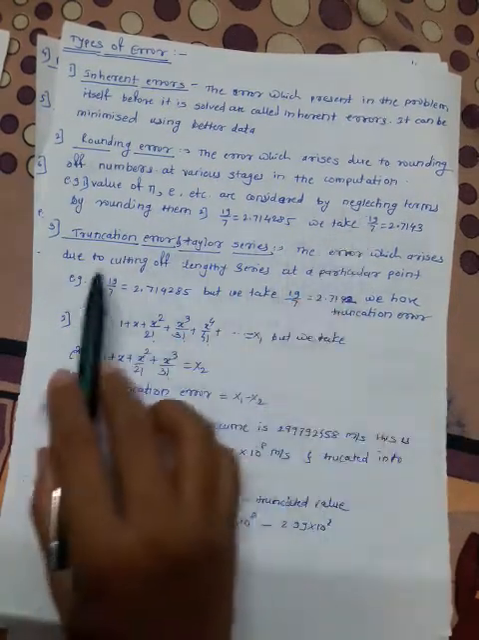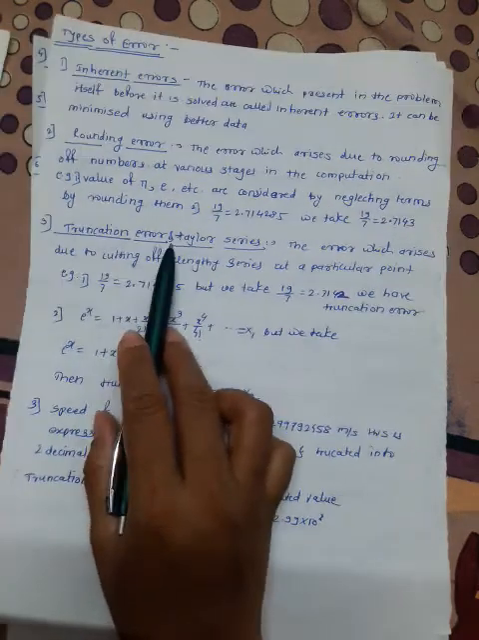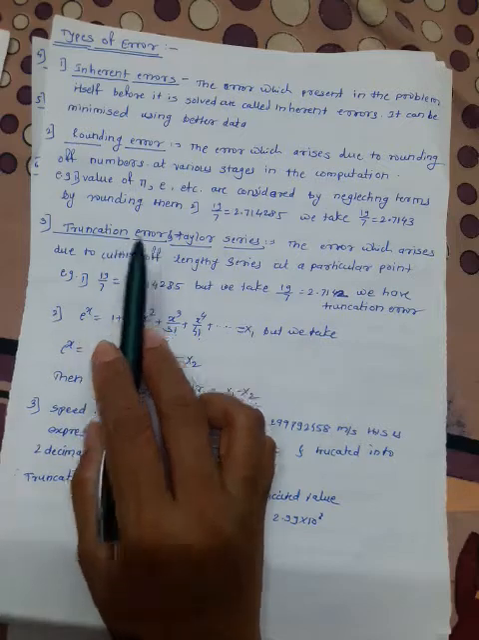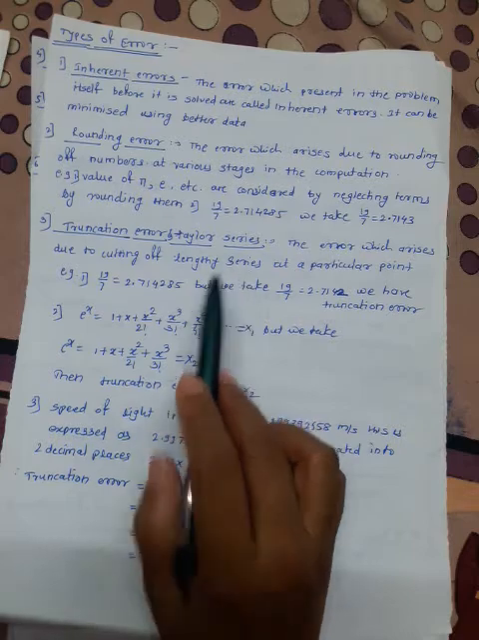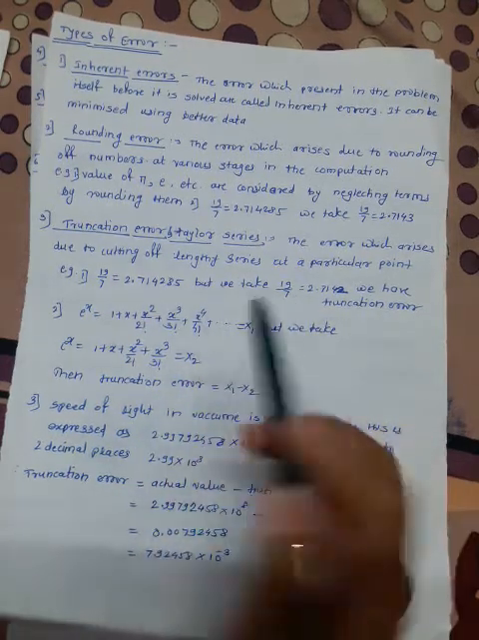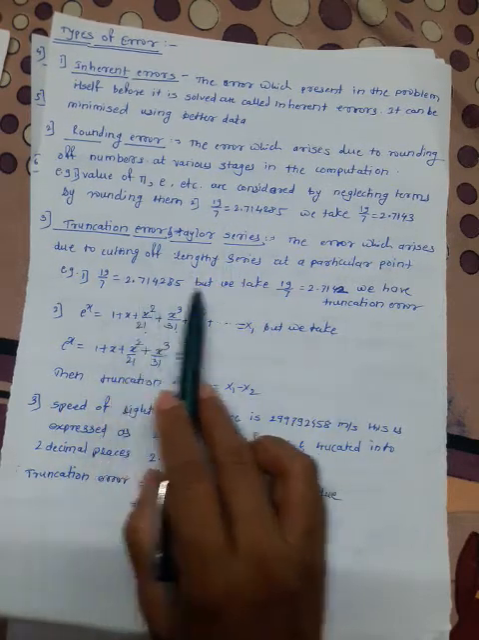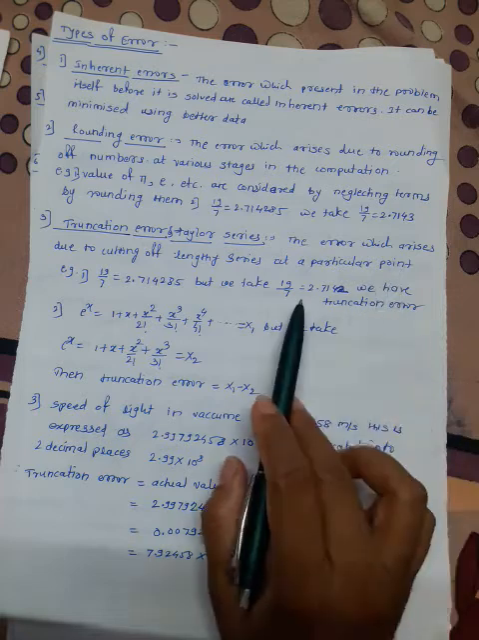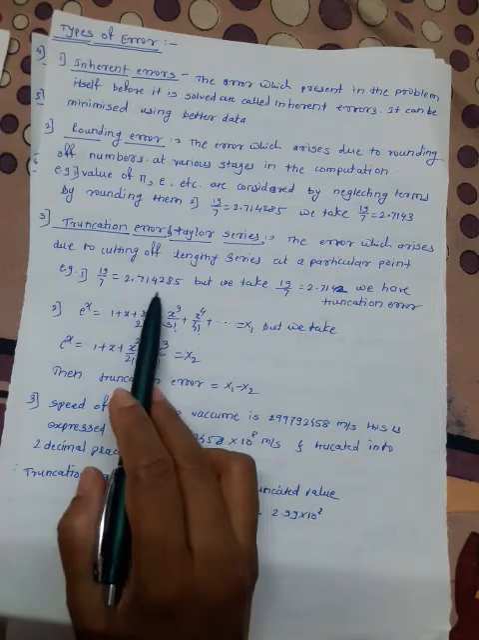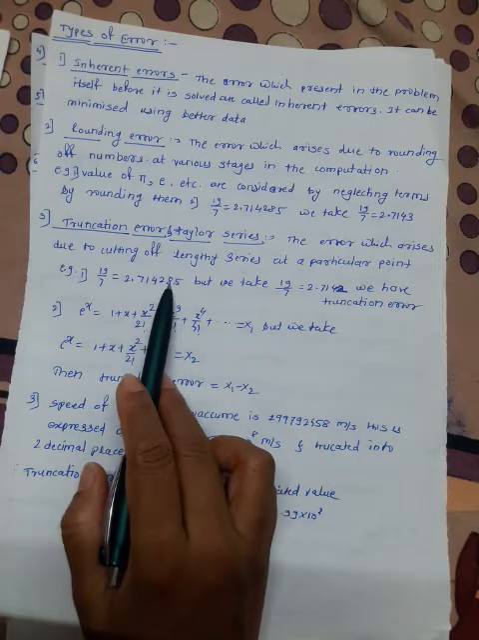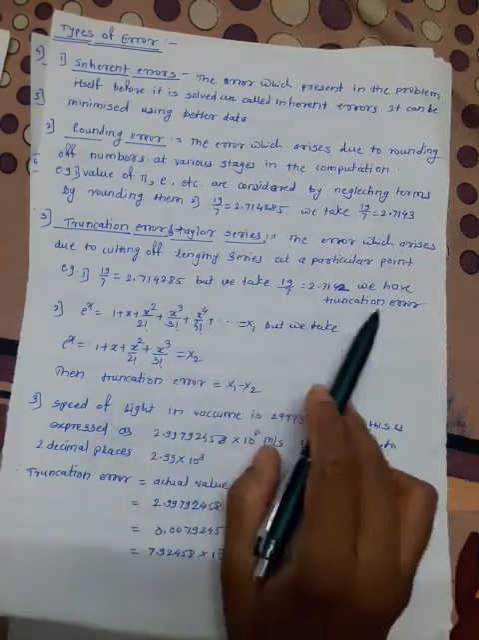Okay, now next, truncation error, and the point in our syllabus is also Taylor series using truncation error. The error which arises due to cutting off a lengthy series at a particular point given in the example. Let us take the earlier example, 19 upon 7. If we take 19 upon 7 as 2.7142, cutting off or chopping the numbers from 85 or further, we have that truncation error.